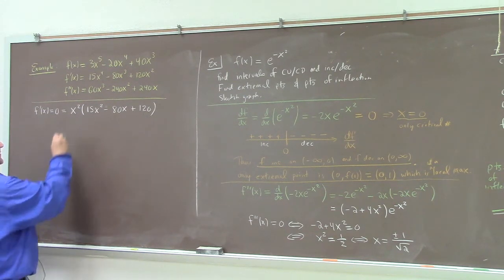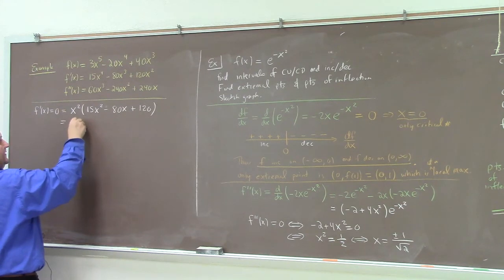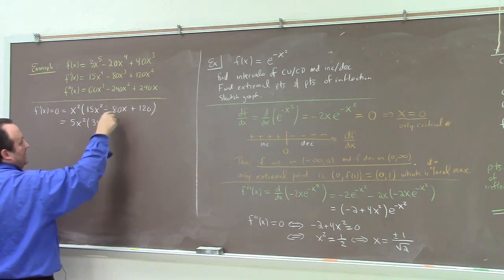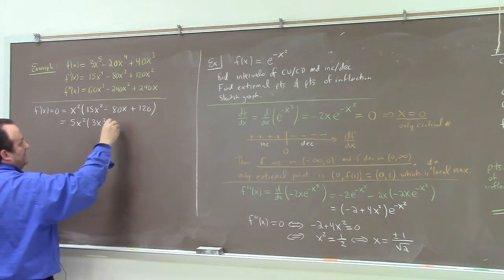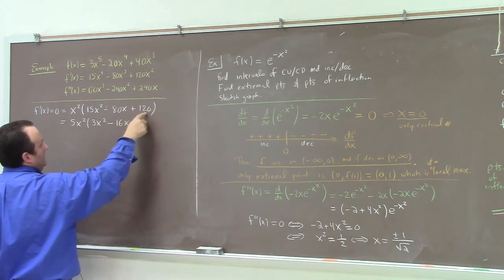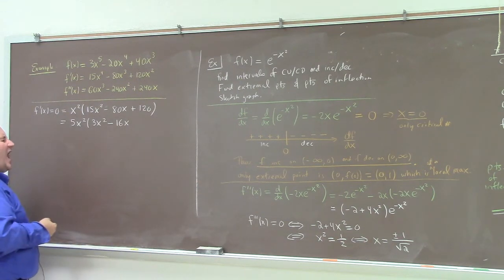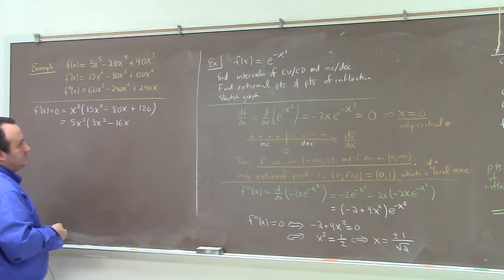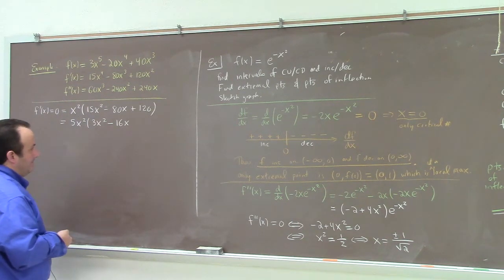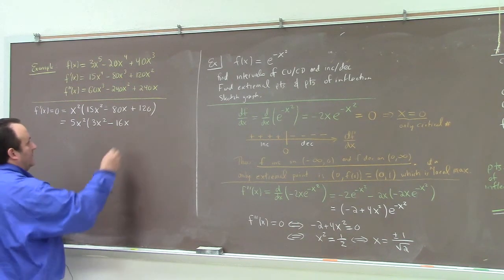Let's factor 5 out. 5x squared times 3x squared. What's 5 goes into 80? How many times? 16? 16x. Divide 120 by 5, what do we got? 24. Pretty good.